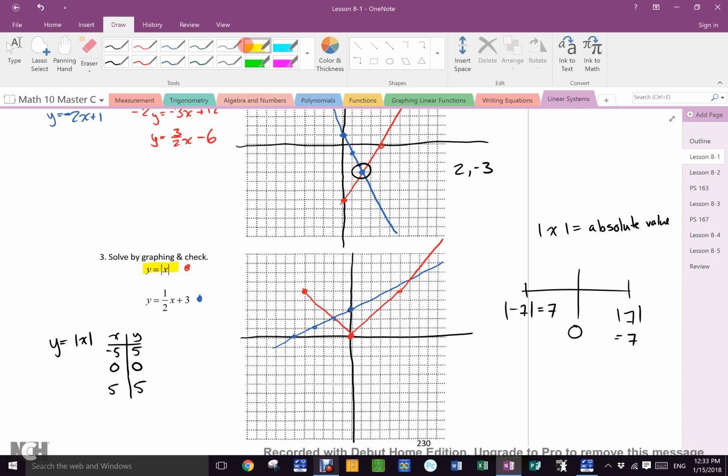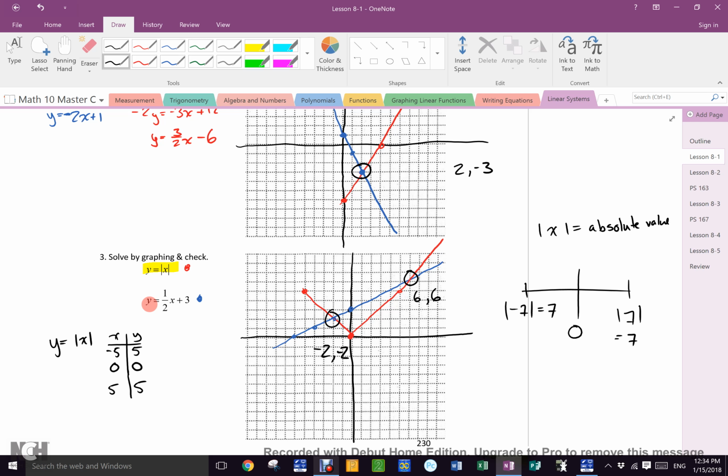What do you notice now? There are 2 places they cross, which means how many solutions does this system have? 2. What are they? -2, -2, and 6, 6. Is everybody cool? Because the absolute value of 6 is 6. Half of 6 plus 3 is 3 plus 3, which is 6. Is everyone good? Isha: Is absolute value always going to be a positive number?